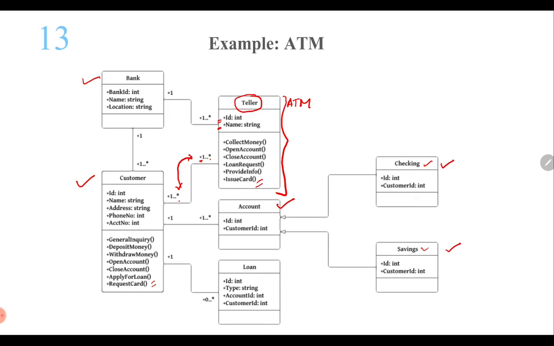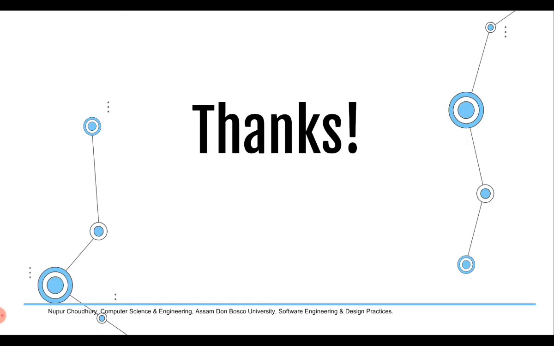So this is all about class diagrams. Class diagrams are very, very important for understanding the structure of a system. If we do not understand the structure of the system, we will never be able to identify how the system would behave. So that is all for today. Thank you.